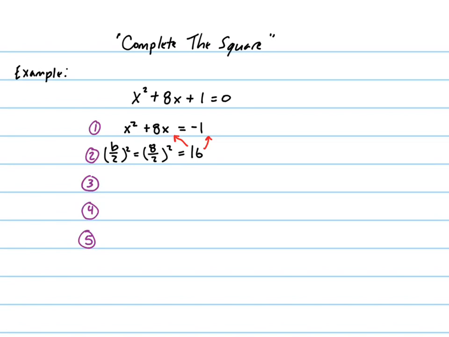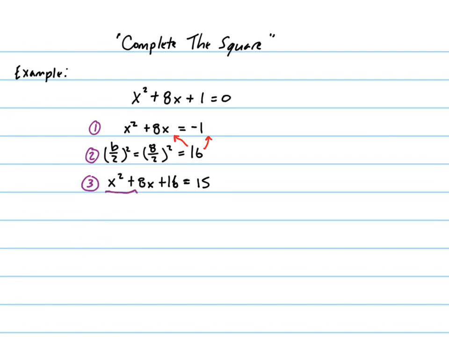All right, and so for step 3, they want us to rewrite this. So we're going to add it in there. So we've got x squared plus 8x plus 16 equals negative 1 plus 16. We can go ahead and simplify this if we want. Negative 1 plus 16 is just 15. Step 3 technically tells you need to factor this, so we're going to factor this down.